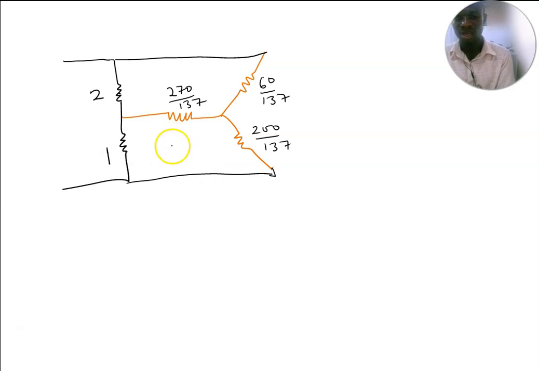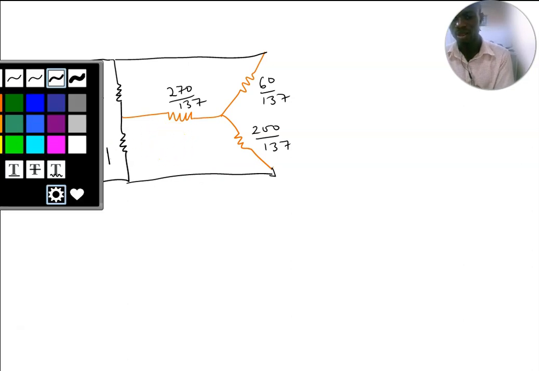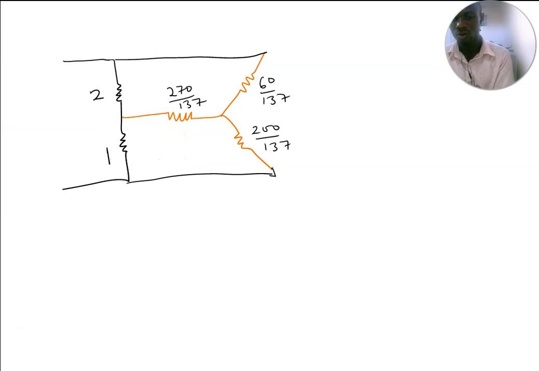Let me use a red ink this time. So let's convert the delta there. This one, you can convert it to another Y. So I can convert to a Y. Let me call this one RA, another RB, and RC.